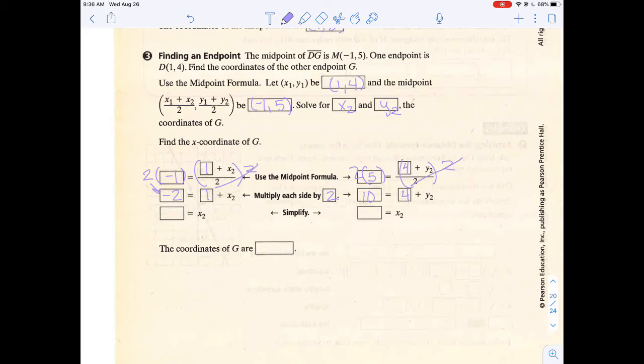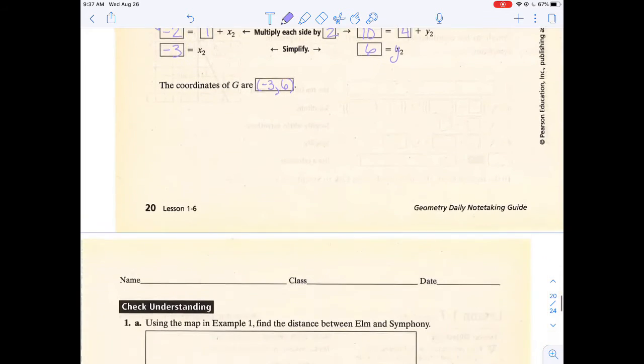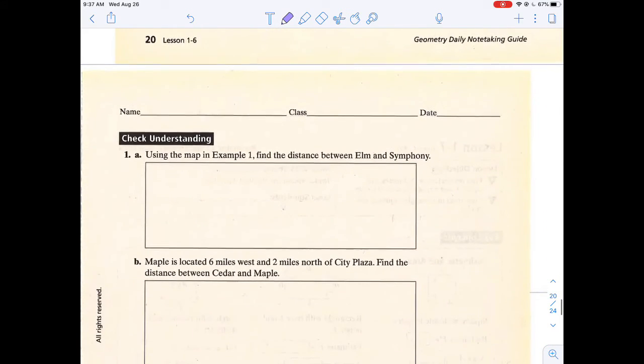Then if we just subtract the 1 over to the other side, we get negative 3 is x2. If we subtract the 4 over to the other side, 10 minus 4 is 6 is y2. So this should be a y. Okay, so that leaves us with the point negative 3, 6. So if we know 2 of the points, whether we know the midpoint or both endpoints, we can figure out what the missing point is.